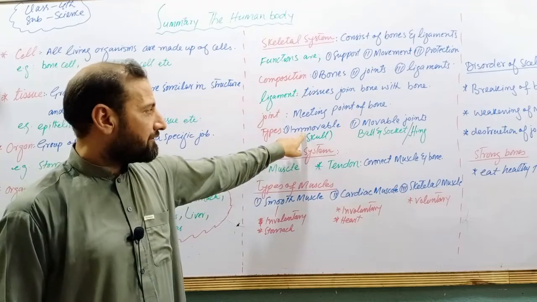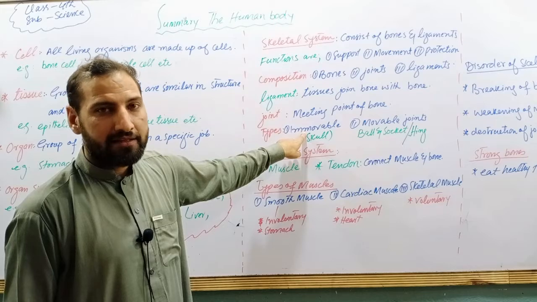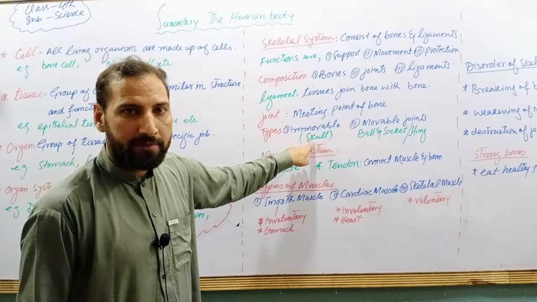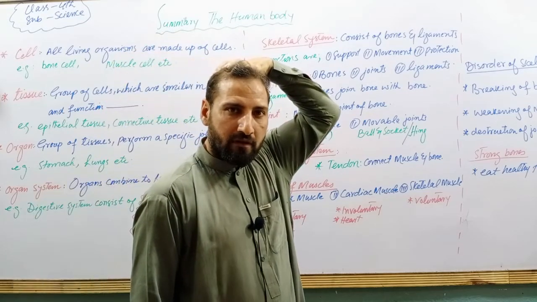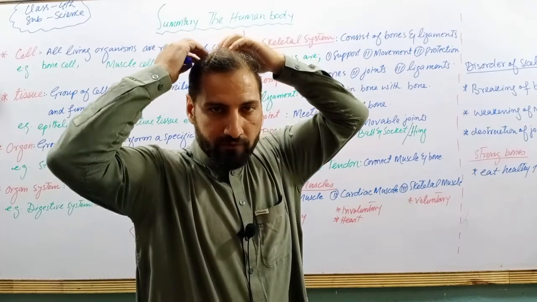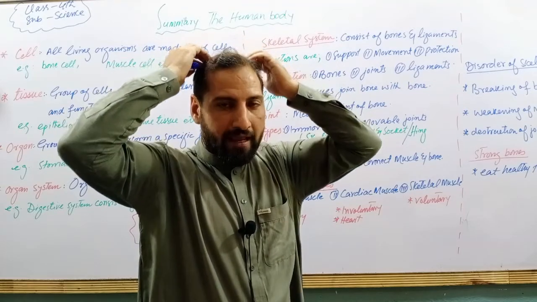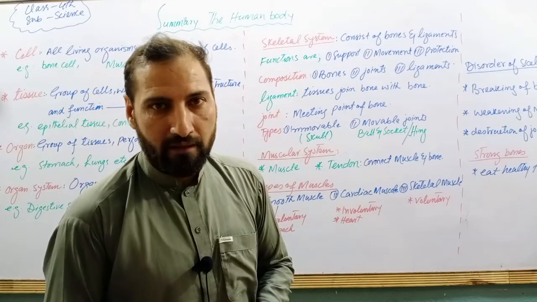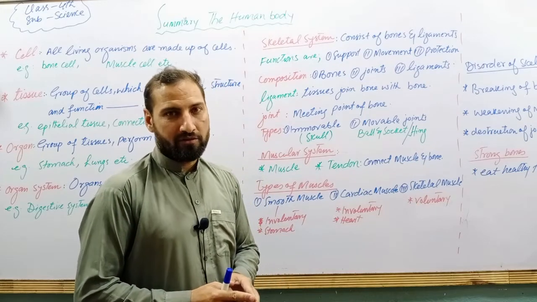A joint in which no movement exists is called an immovable joint, and such joints are present inside our skull. Our skull consists of 8 bones, but if you move your fingers over your skull, you will not feel any joint here, right? There are joints in our skeleton, but these joints are immovable. There is no movement in these joints.